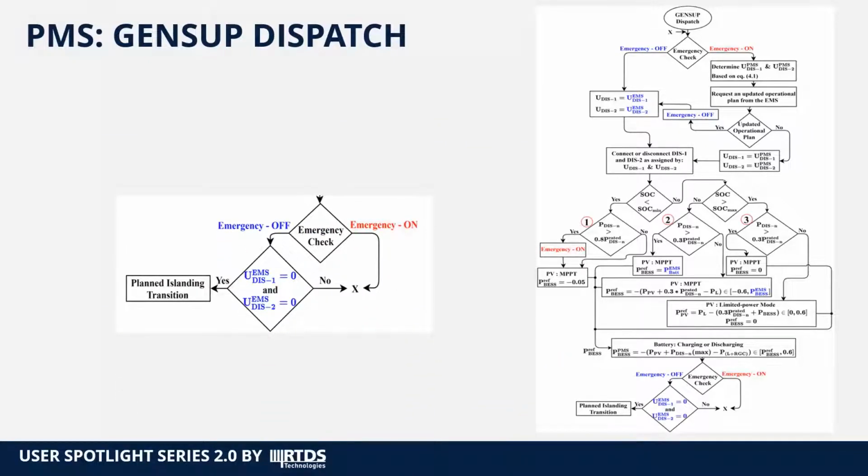Then we will go through the emergency check again. If emergency is off, the energy management level signals are checked again to know whether or not to initiate a planned island transition. If not, or the emergency is on, this loop will be executed again.